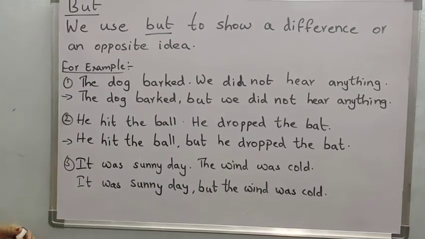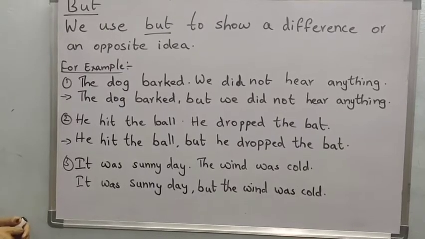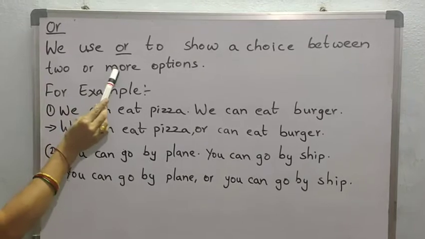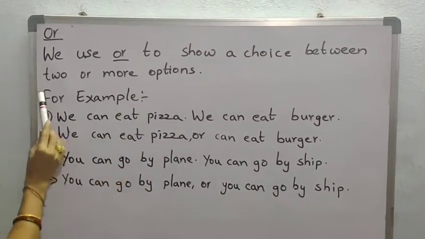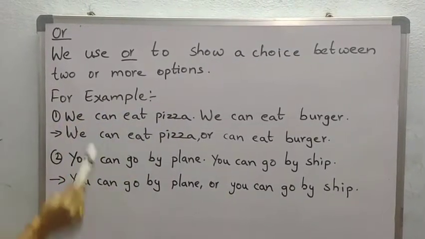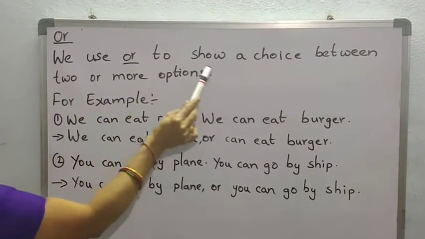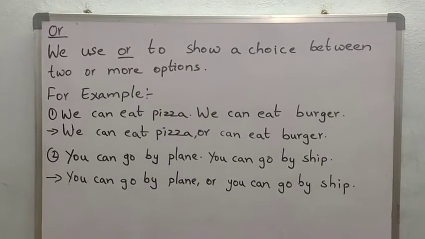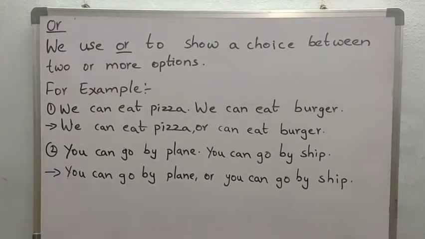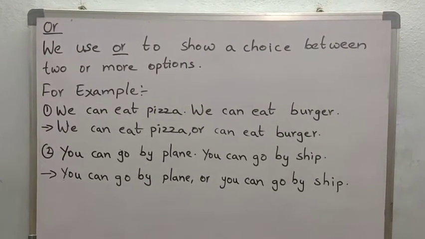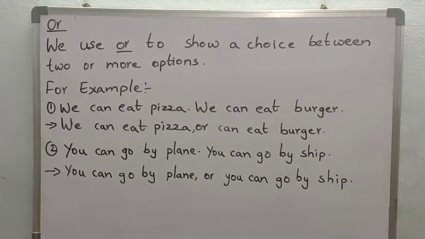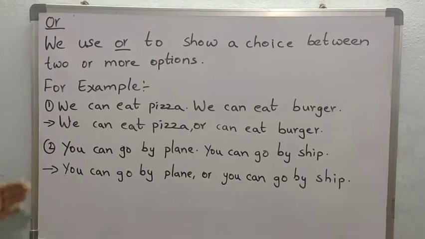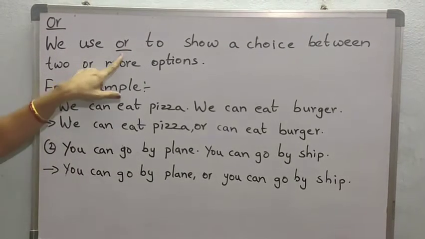Now we will see when do we use the conjunction or. We use or to show a choice between two or more options. See, children, do you remember when you were in school? Sometimes I used to ask you, children, do you want to write or do you want to go for games? Immediately you would all tell, no teacher, we want games. So that is the choice I am giving you. That time we have to use or.